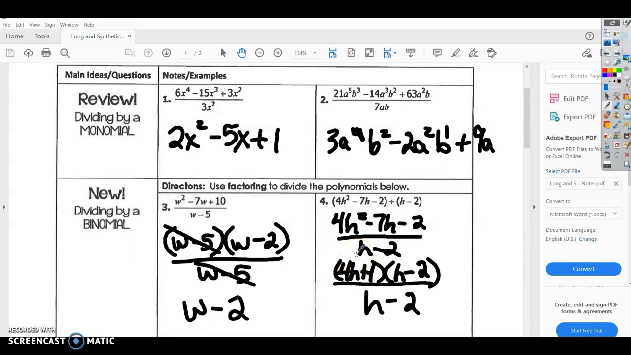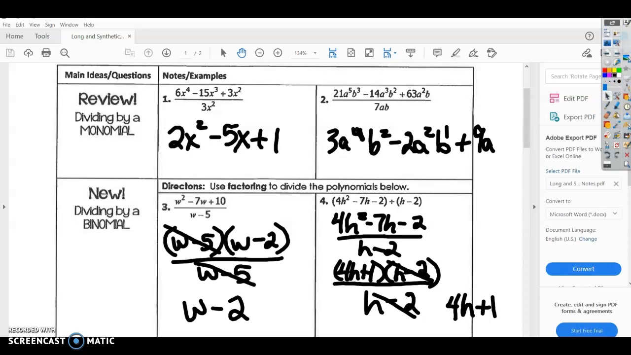All right, now check this to make sure you factored it correctly. So 4h times h is 4h squared. 4h times negative 2 is negative 8h plus 1h is negative 7h. 1 times negative 2 is negative 2. So that is factored correctly. These reduce. And that means when you divide, you get 4h plus 1.